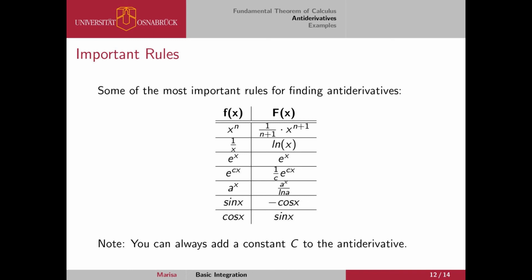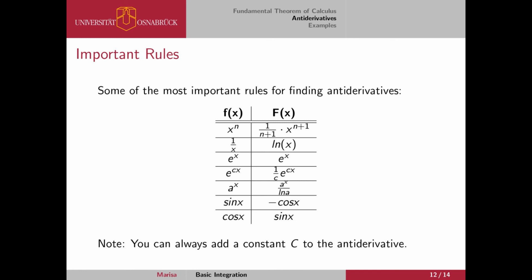If you think about the relation between derivative and antiderivative again, this makes sense. If you would derive 1 divided by n plus 1 times x to the power of n plus 1, you would have n plus 1 divided by n plus 1 times x to the power of n, which is the same as x to the power of n.